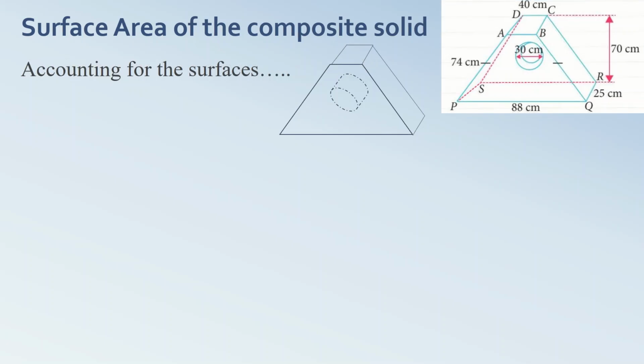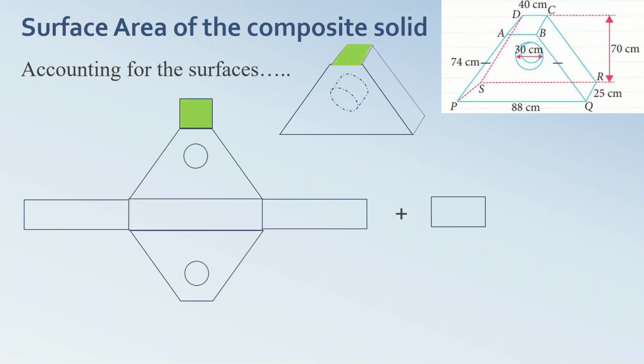Once again, accounting for the different surfaces, which is easier to do by considering the net of this solid, we have the green rectangle that accounts for the top surface, the two orange rectangles that account for the left and right surfaces, the purple rectangle that accounts for the bottom surface. The yellow figures account for the front and back of the solid. Remember to include the red rectangle, which accounts for the curved surface exposed by the cylindrical hole.